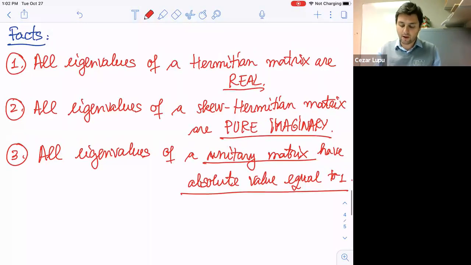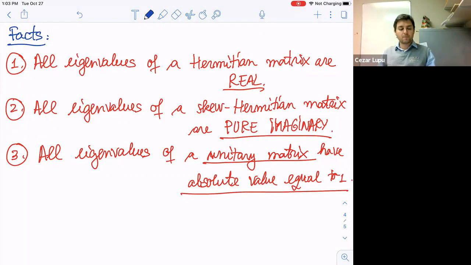Okay, so these are the facts. Well, I'll leave it to you as a question. What happens with the eigenvalues of a normal matrix? Well, it's quite clear, I believe, I hope. Okay, now, what else should I be talking about?